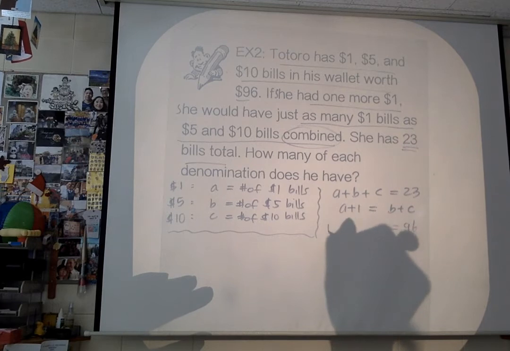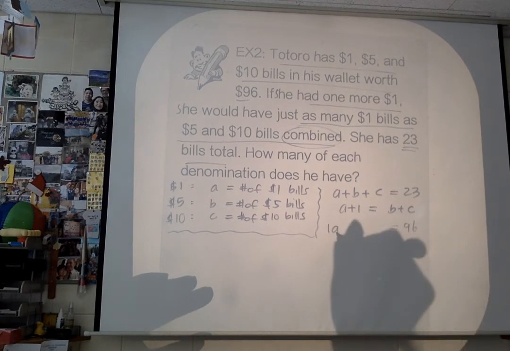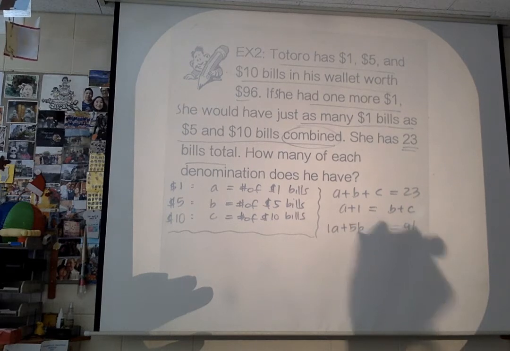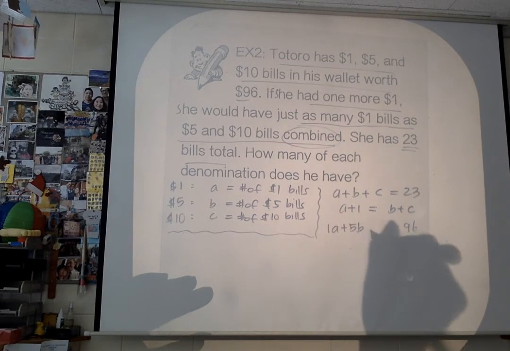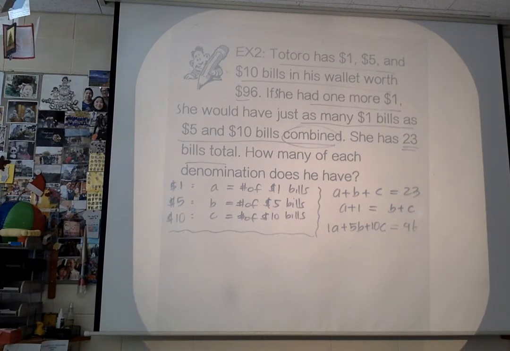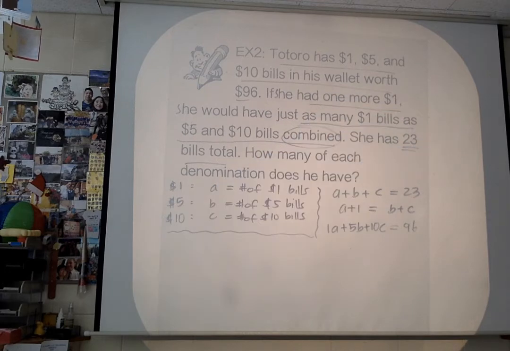Easy peasy. $1 for every A, right? A represents how many dollar bills we have. $5 for every B, depending on how many bills she has. And $10 for every C, which is the number of $10 bills.